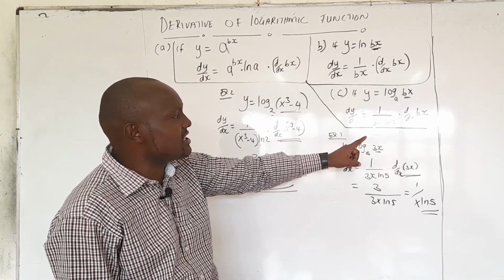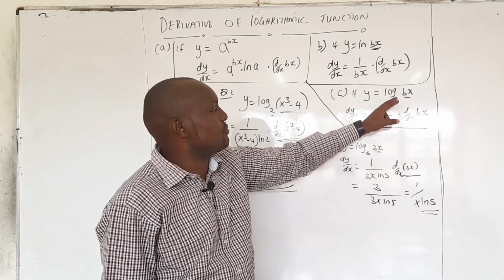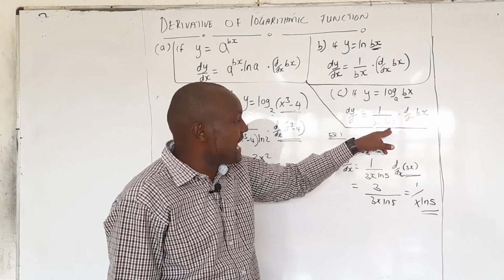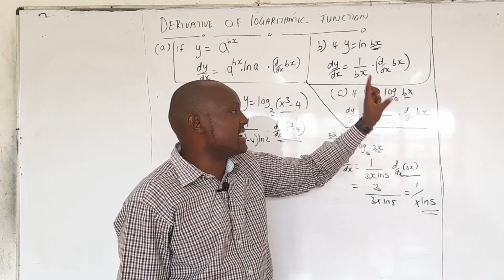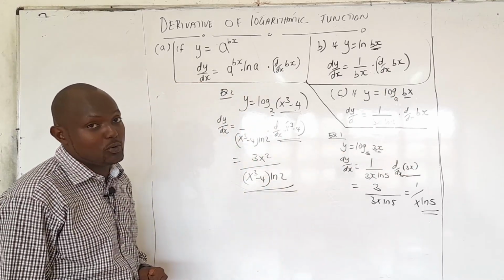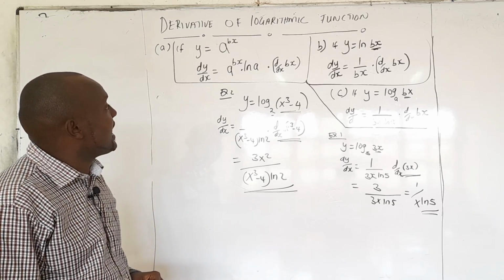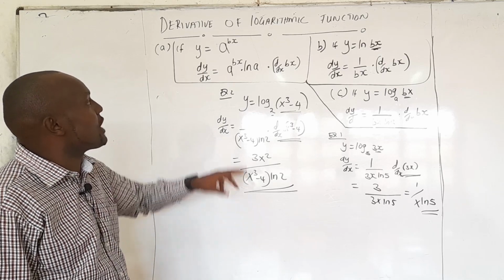And the third one, I have said if you are given log base something of a function, it will be 1 over that function, natural log of that base, times the derivative of that function. And we have taken 2 examples on the same. Maybe a clear illustration on how we get this one.